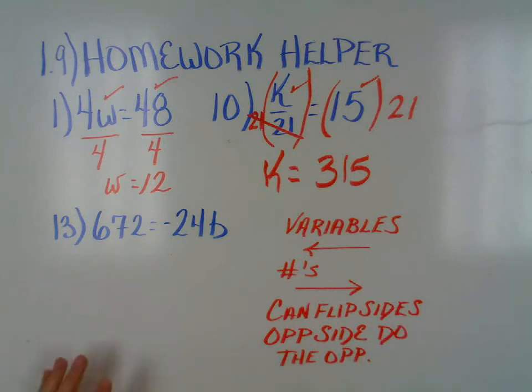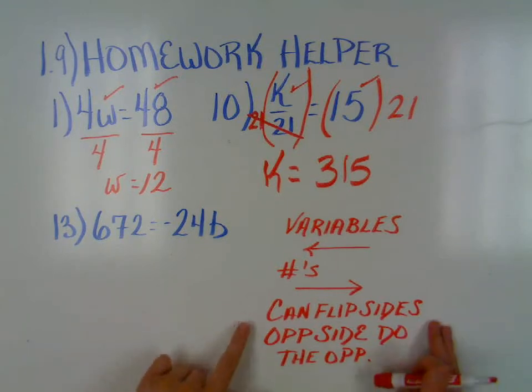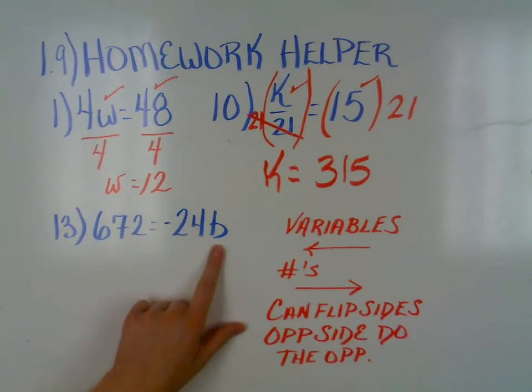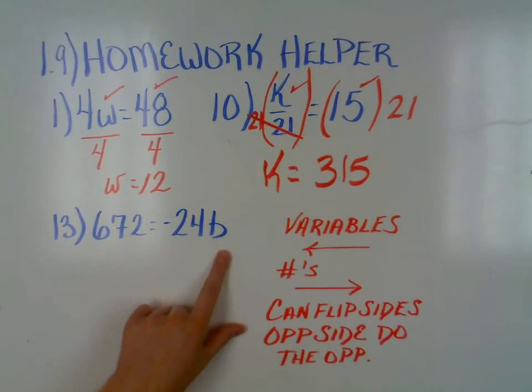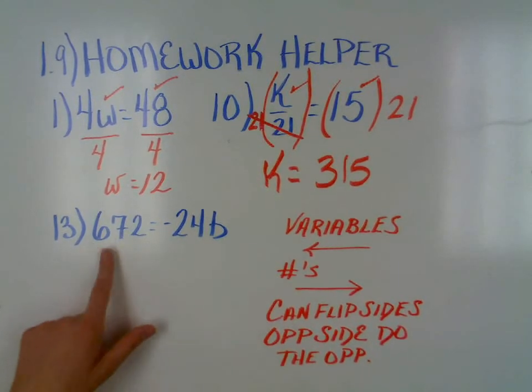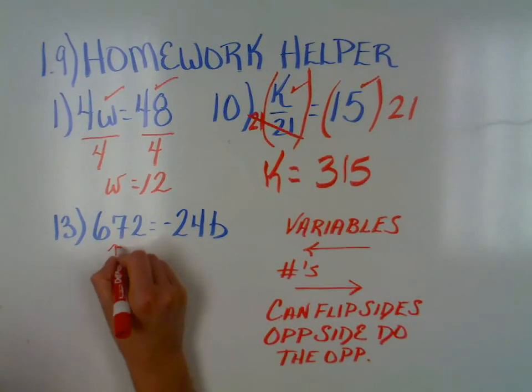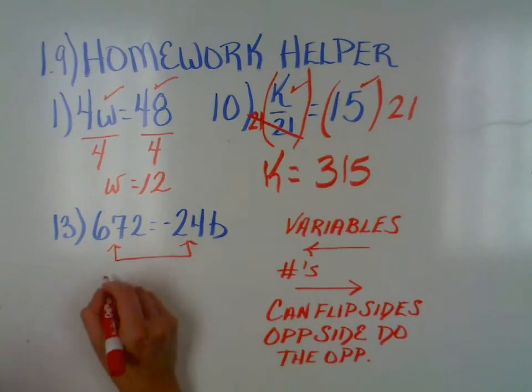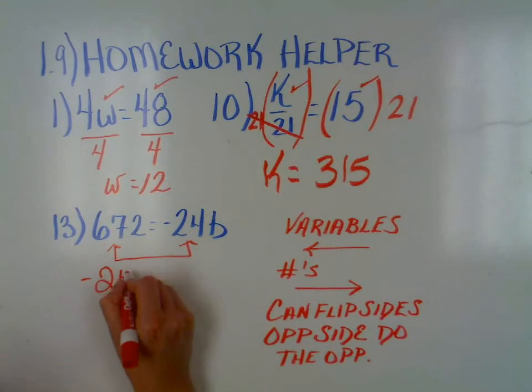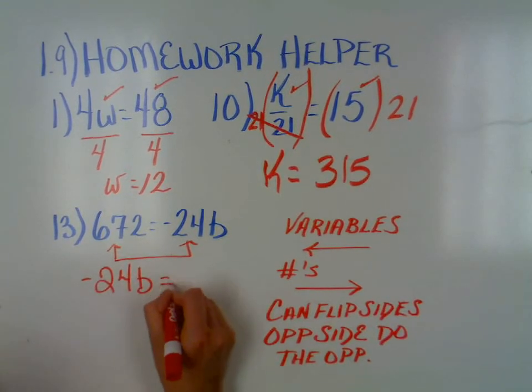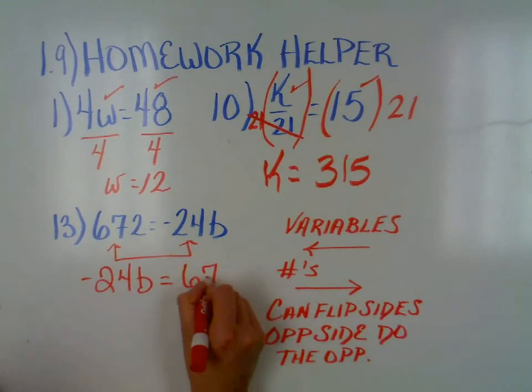Now 13 really isn't any trickier than either of these. It's just a little bit different because for the first time in the homework helpers, you actually get to use this flipping sides rule here. Because as you can see in this problem, the variable b is on the right side of the equal sign, but I want it on the left side of the equal sign. So I'm going to literally invert the left and the right side here.